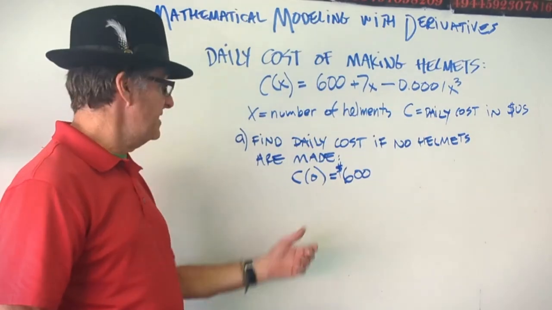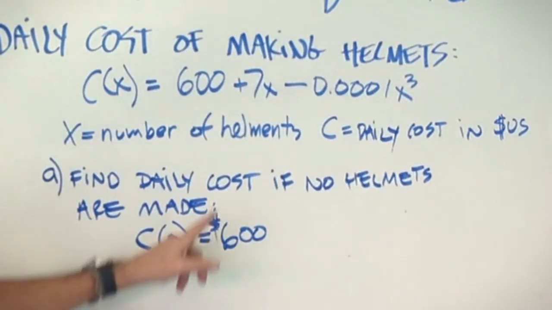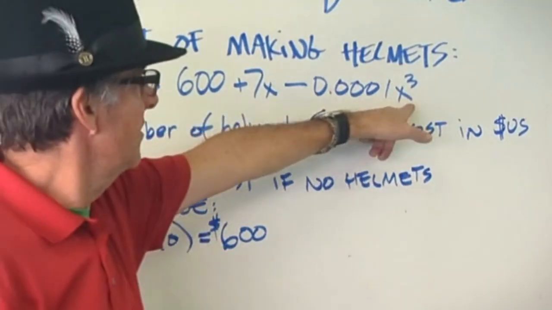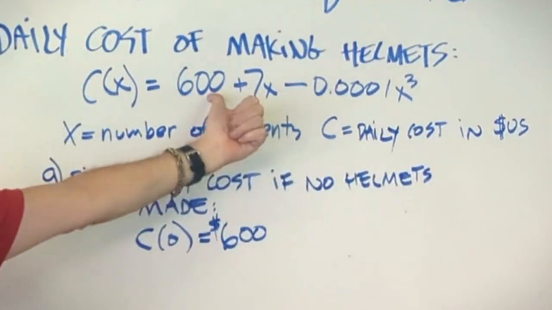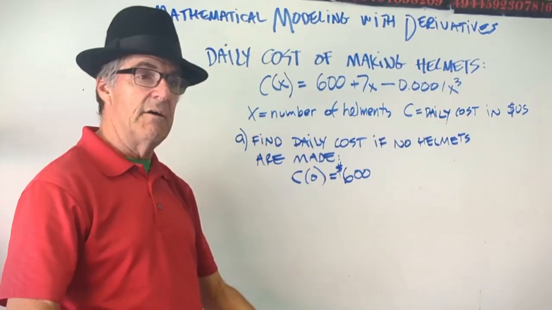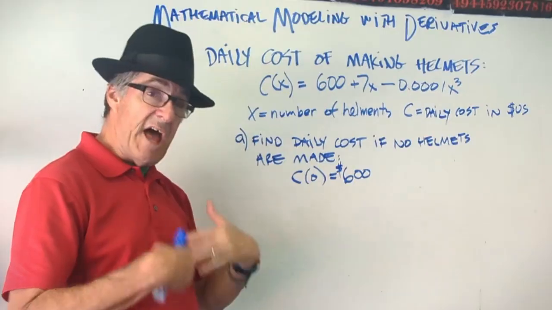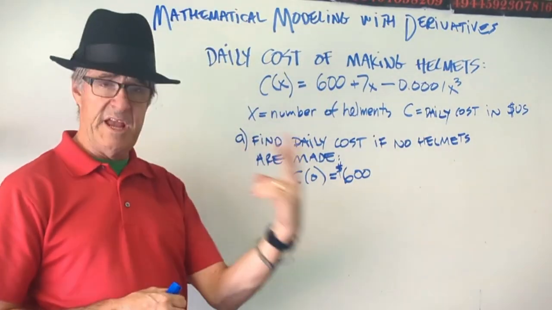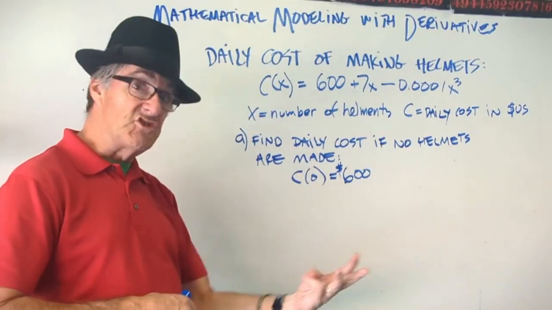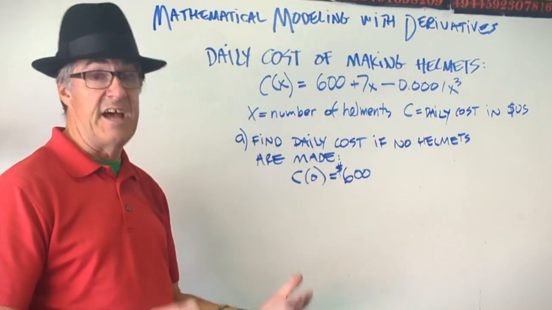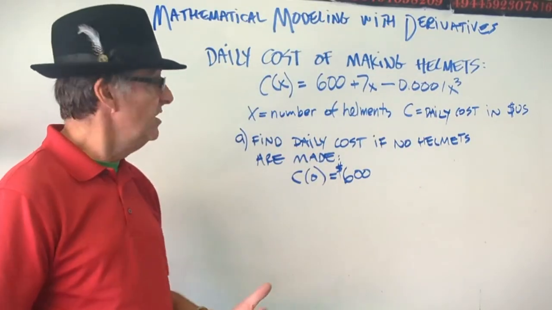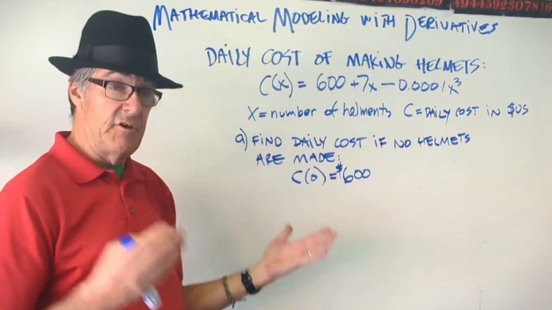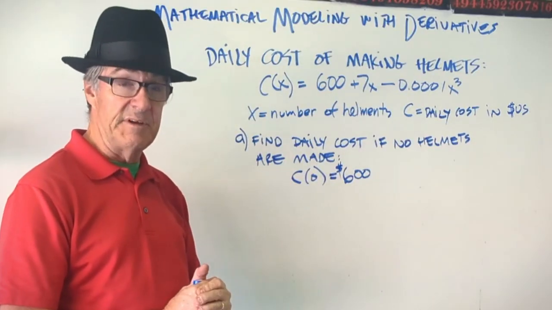So no helmets are made, that means the x value is 0. So if I put 0 in for x here and 0 in for x there, those two terms go away and we have $600. Now, think about that. We still have a cost if we don't even make helmets because we're paying people, we're paying rent on the building, we're paying insurance for the machinery, all kinds of stuff like that. So that's like a fixed overhead cost. So we do have a daily cost even if we don't make any helmets.